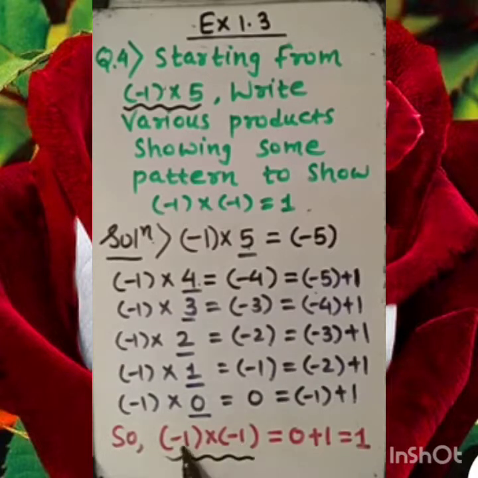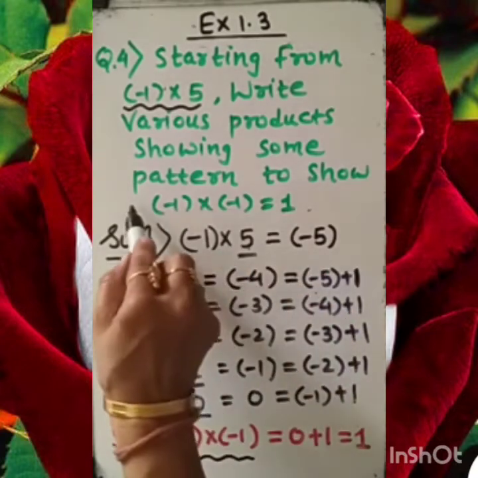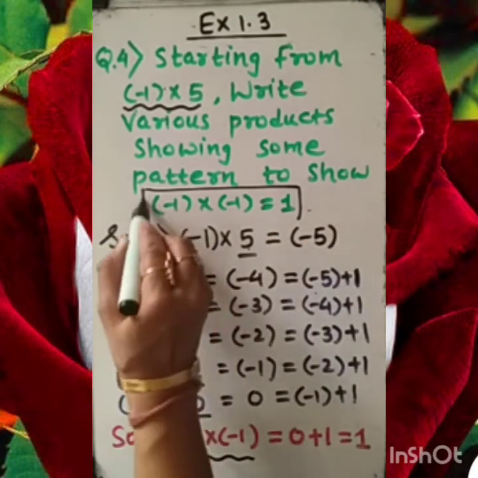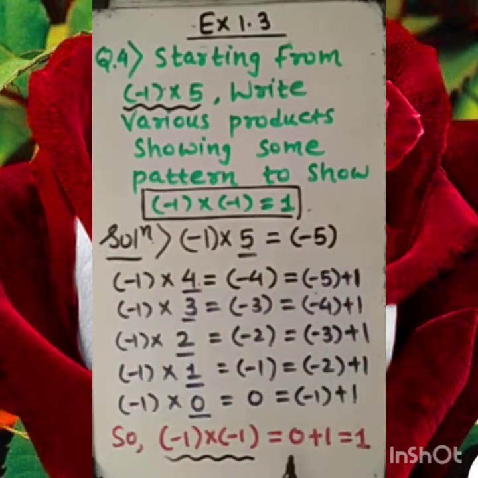So when we multiply -1 with -1, according to the required question, if we follow the pattern, then we will have 0 plus 1, because the product of these two numbers is coming 1, and we know that 0 plus 1 is equal to 1. So hence it is true.